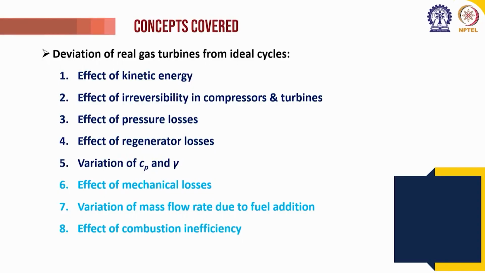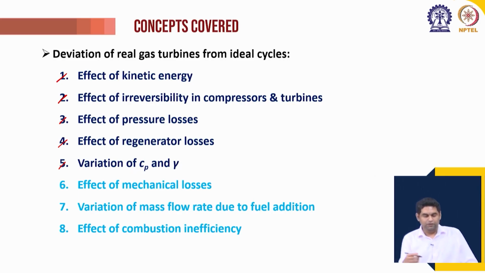So, what concepts have we covered till now for real gas turbines? We have considered the effect of kinetic energy, and the effect of irreversibility in a lot of detail. We considered that this is one of the most important effects. So, we considered isentropic and polytropic efficiencies. Then the effect of pressure losses in the last class, the effect of regenerator losses and variation of Cp and gamma. By including all these effects in our calculation, we can do the analysis of the real cycle much more accurately.